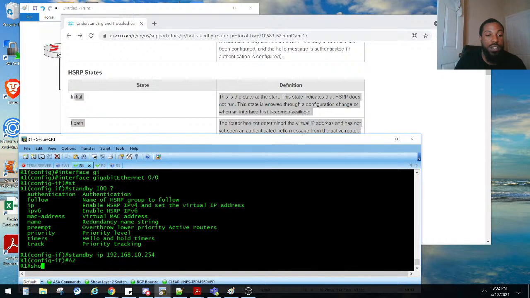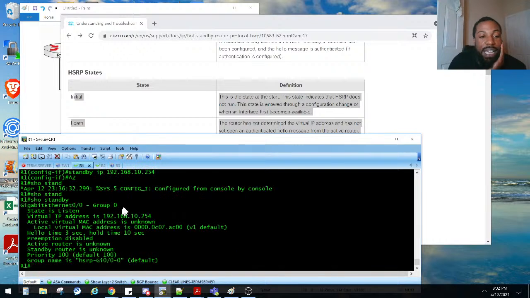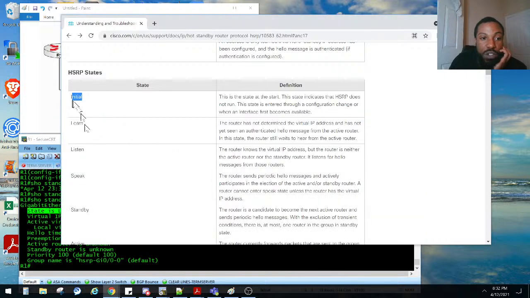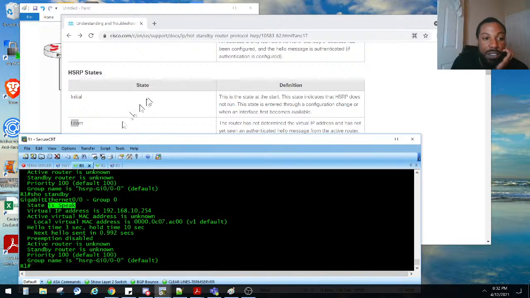And I do a show standby, but I might be breaking something here. And look at that. It put him in group 0. And right now, he's immediately in listening state, right? So he went from initial, learn, listen. Let's run that command again. He's in speak. So now he is speaking.